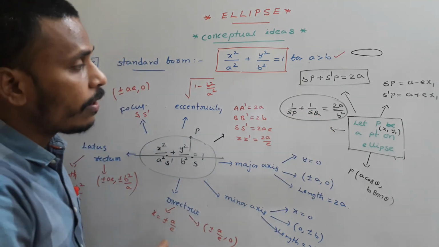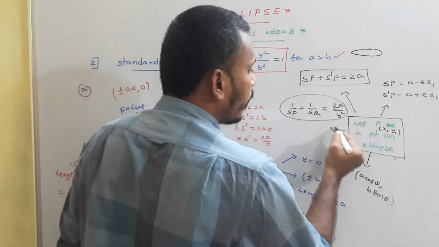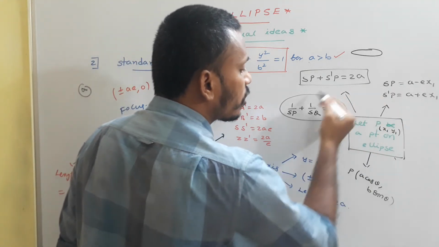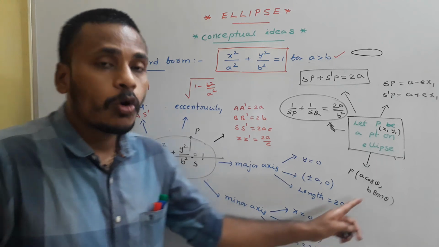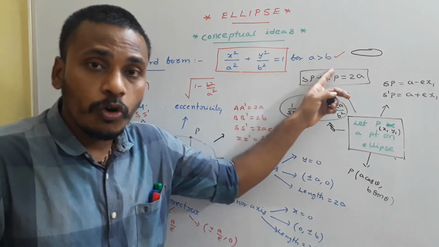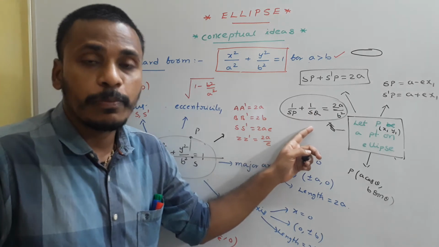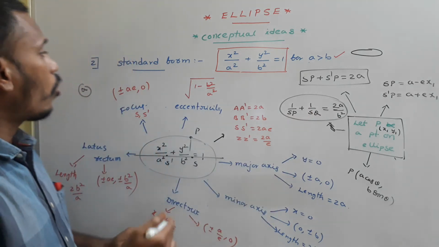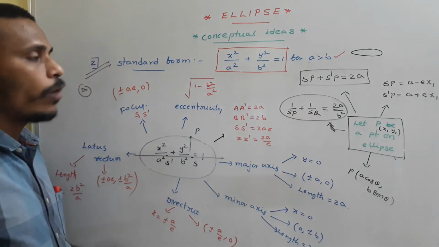Okay. See, related to a point P on the ellipse, we need to memorize at least these 4 points: the parametric coordinates of the point, the focal distance of the point, the sum of the focal distances, as well as 1 by SP plus 1 by SQ. These are all the second point related to the ellipse.